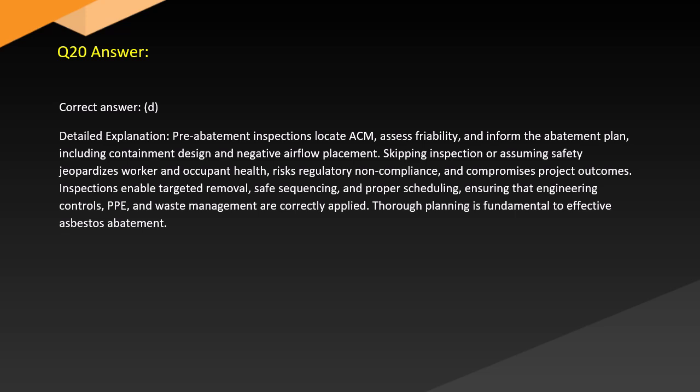Answer. Correct answer: D. Detailed explanation. Pre-abatement inspections locate ACM, assess friability, and inform the abatement plan, including containment design and negative airflow placement. Skipping inspection or assuming safety jeopardizes worker and occupant health, risks regulatory non-compliance, and compromises project outcomes. Inspections enable targeted removal, safe sequencing, and proper scheduling, ensuring that engineering controls, PPE, and waste management are correctly applied. Thorough planning is fundamental to effective asbestos abatement.